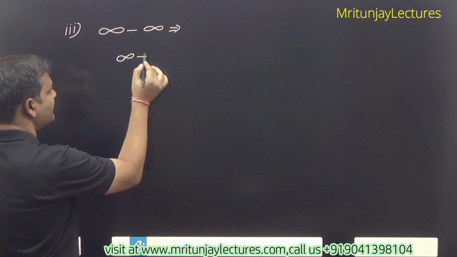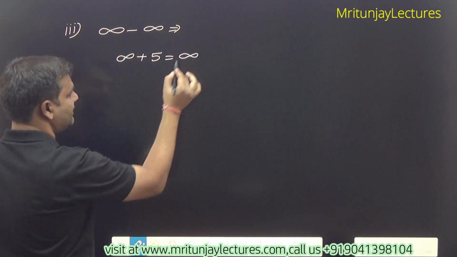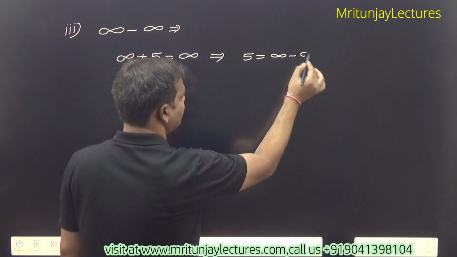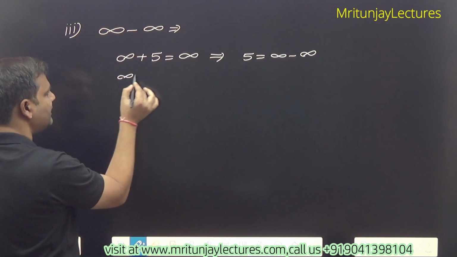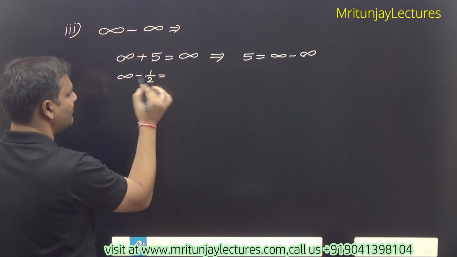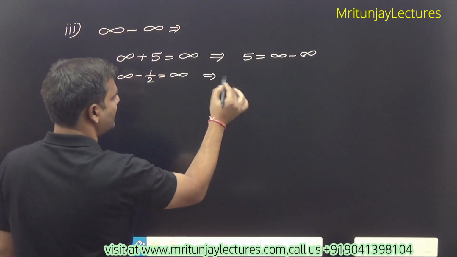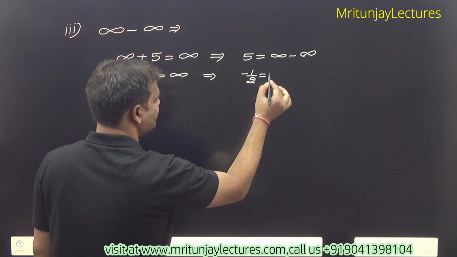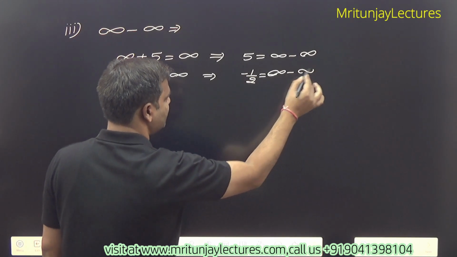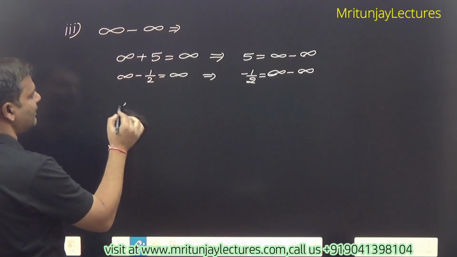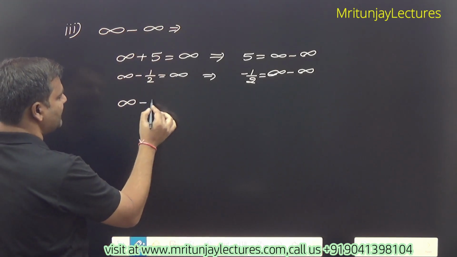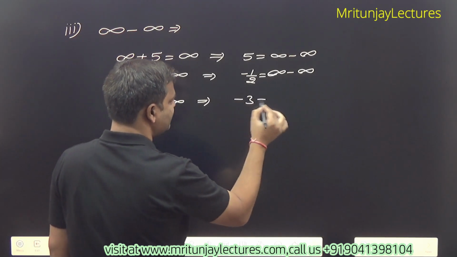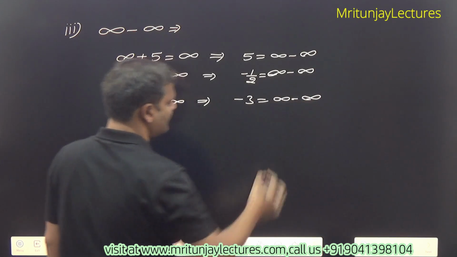If infinity plus 5 is equal to infinity, someone could say that 5 is equal to infinity minus infinity. Now infinity minus 1 by 2 is also equal to infinity, so someone could say that minus 1 by 2 is equal to infinity minus infinity. Similarly, infinity minus 3 is equal to infinity, so someone could say that minus 3 is equal to infinity minus infinity. I hope that is clear.